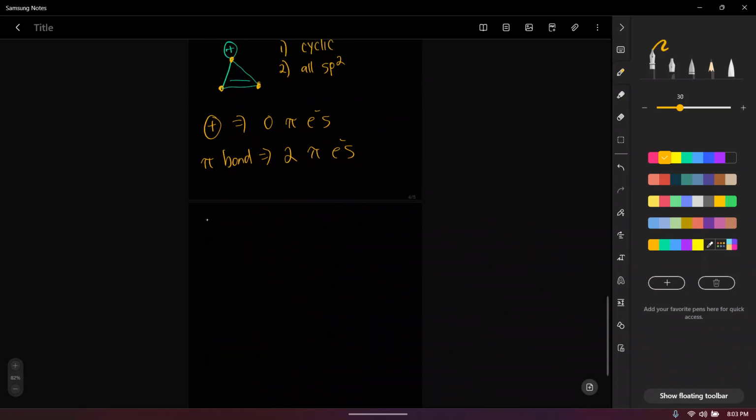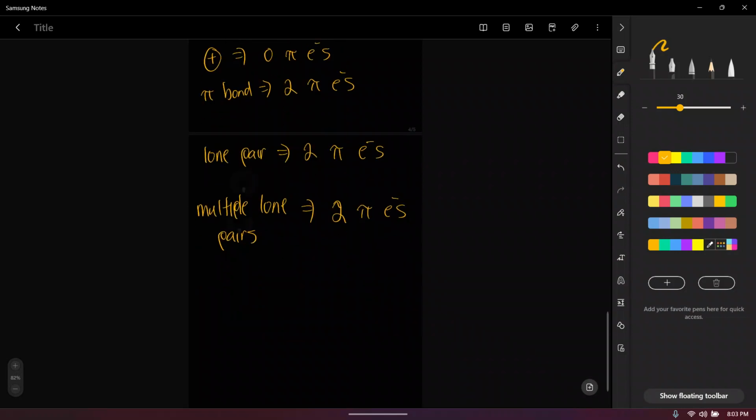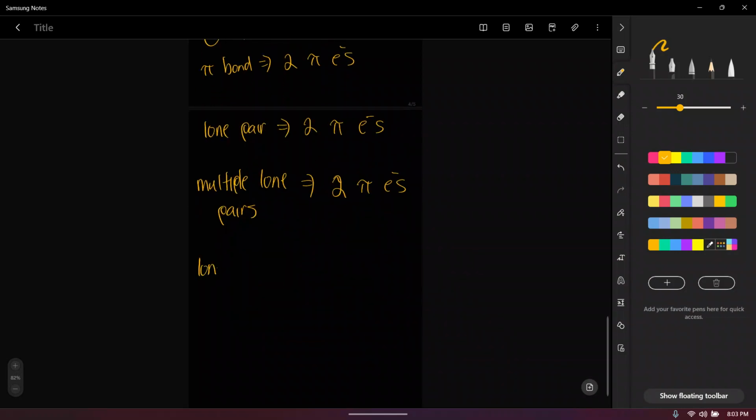If you see a lone pair, that counts as 2 pi electrons. And if you see multiple lone pairs, that also only counts as 2 pi electrons. Also, if you have a lone pair and a pi bond, once again, that only counts as 2 pi electrons.